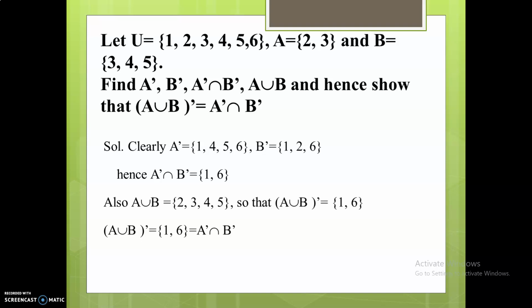We have to see those elements of U which are not in A. Then B complement is those elements of U which are not in B, that is 1, 2, 6. Then A complement intersection B complement, you know how to find intersection, that is 1 and 6. Then A union B is 2, 3, 4 and 5, so that A union B complement is 1 and 6. So you can see that A union B complement is equal to A complement intersection B complement.